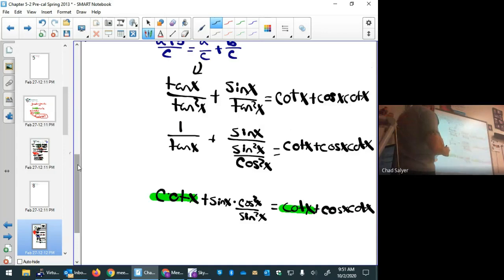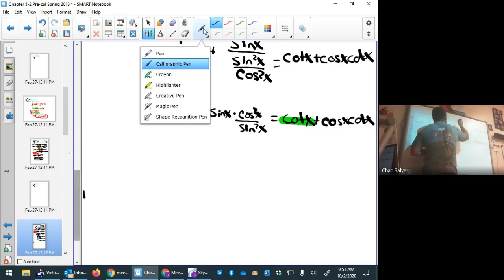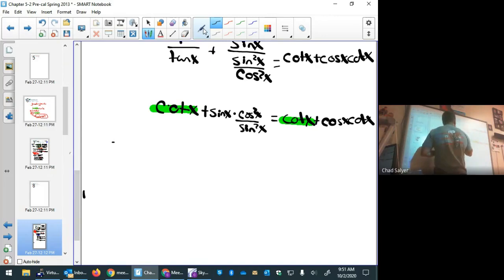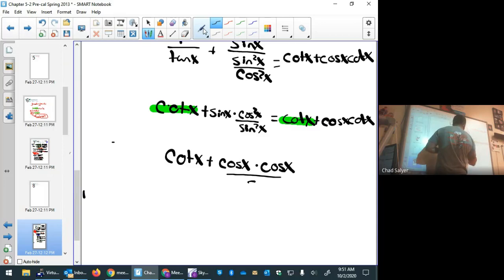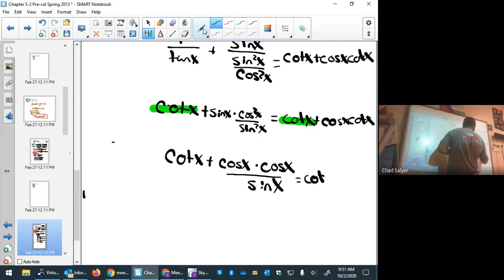So what you've got here is 1 power of sine is going to cancel. So this is going to cancel out one of the powers of sine in the denominator. And so we're going to get cotangent x plus cosine x times cosine x divided by sine of x. So 1 power of the sine in the denominator was canceled out by this sine, which gives us this. Still trying to get to here, but we're almost there now.